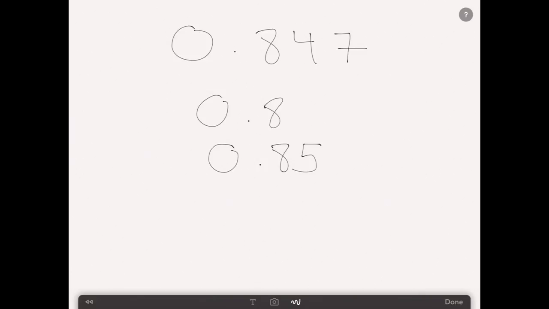Now, if we rounded to the nearest thousandths, this one wouldn't really work because there's nothing in the ten thousandths place value. So for a number in the thousandths, you're mostly going to be dealing with rounding to the nearest tenth and the nearest hundredth.